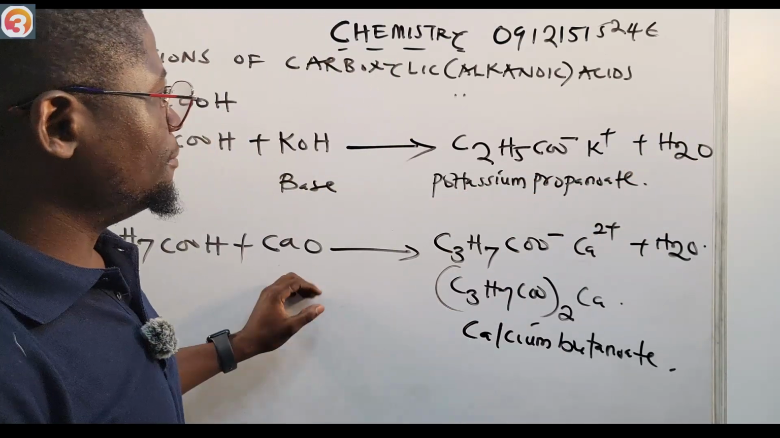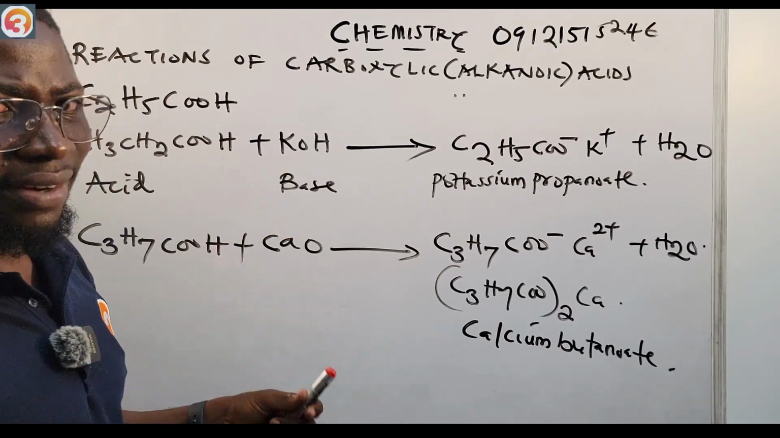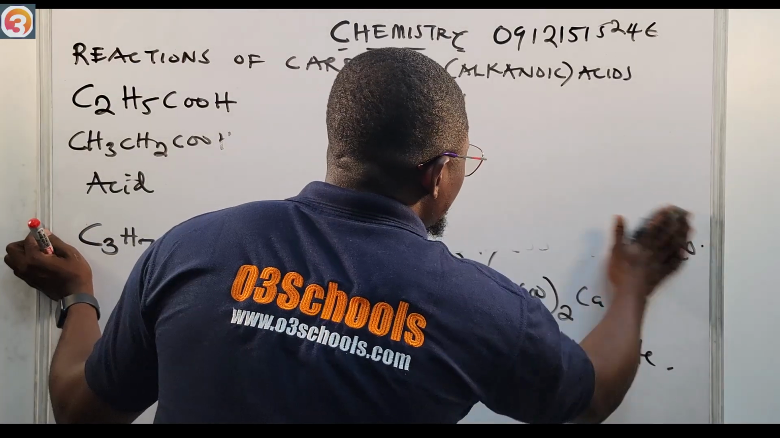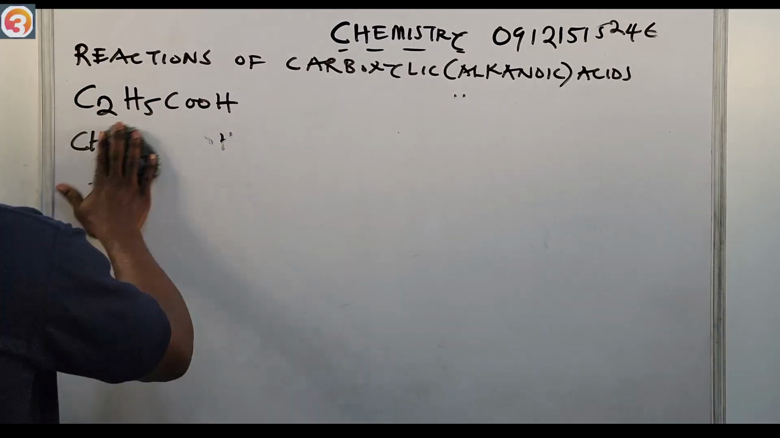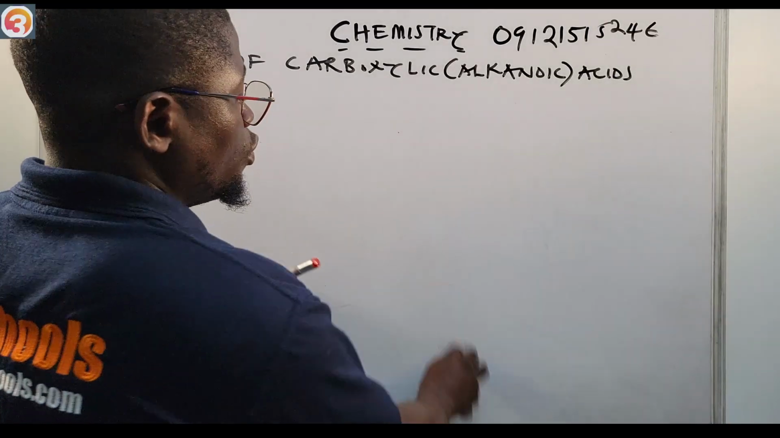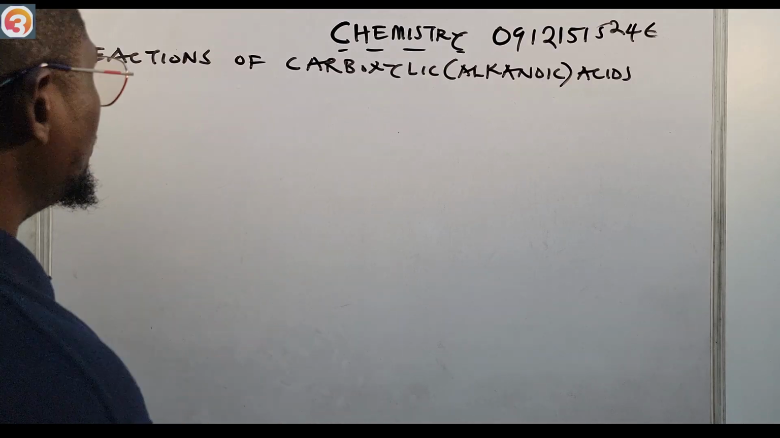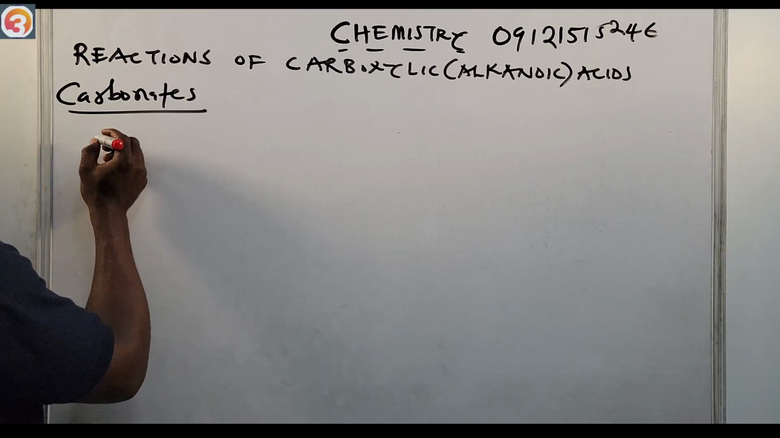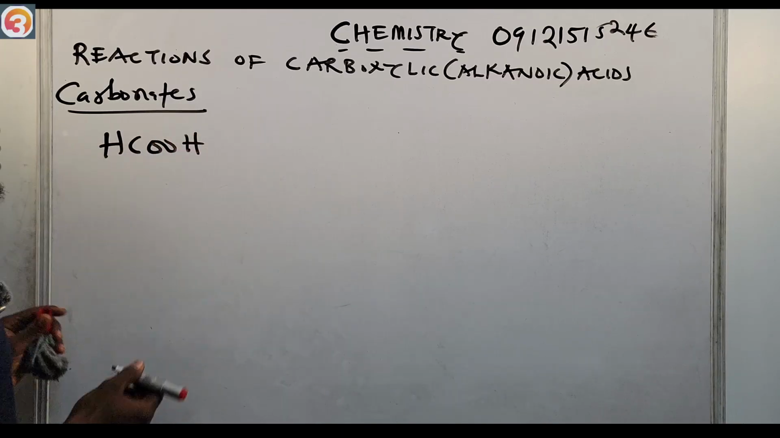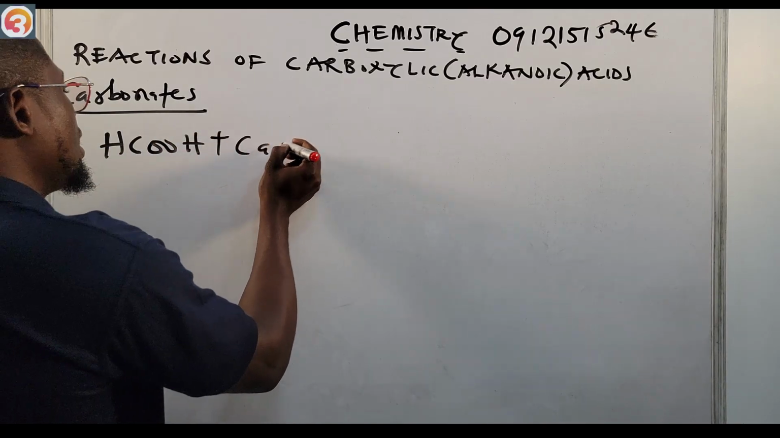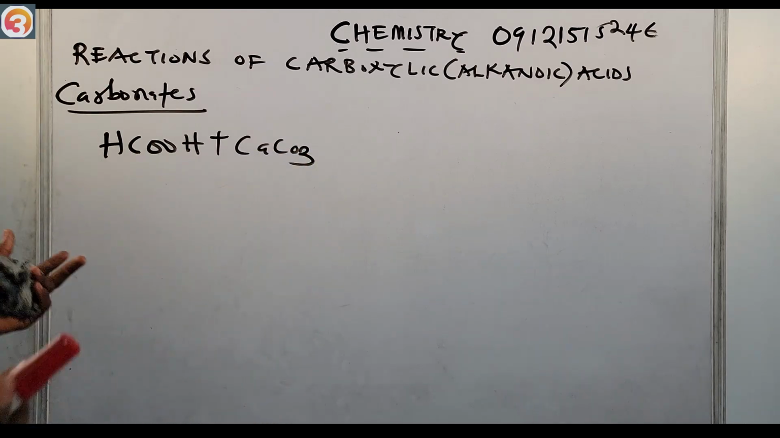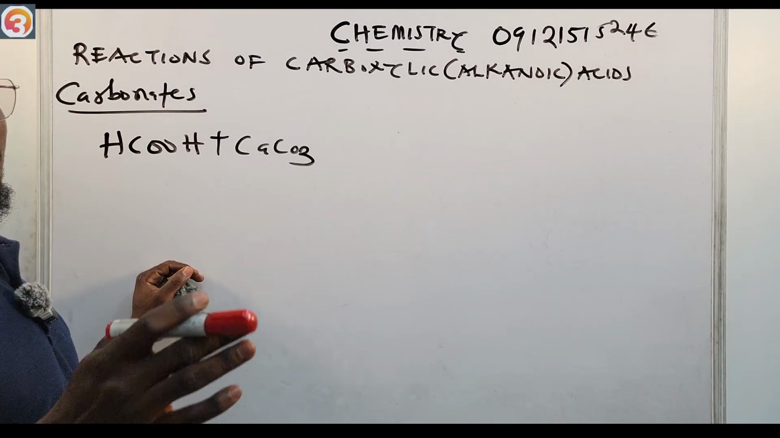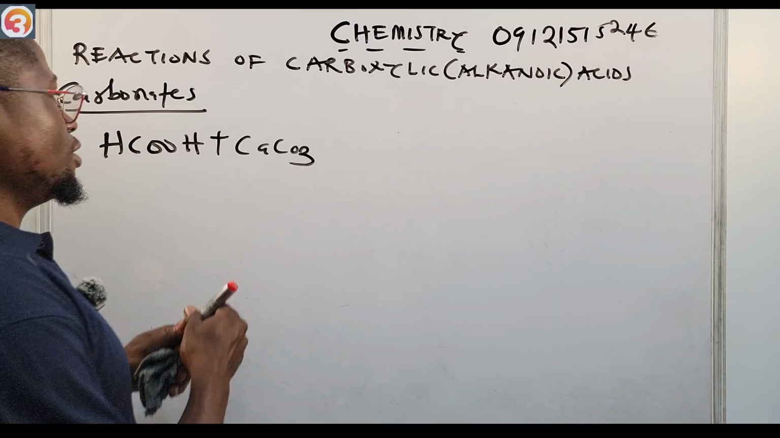Very important. So now let us see the reaction with, for example, a carbonate. They can also react with carbonates to give us water and carbon dioxide as products. So let's say we have methanoic acid, HCOOH, reacting with calcium carbonate. Same approach, but this time we're having water, carbon dioxide and a salt as product.